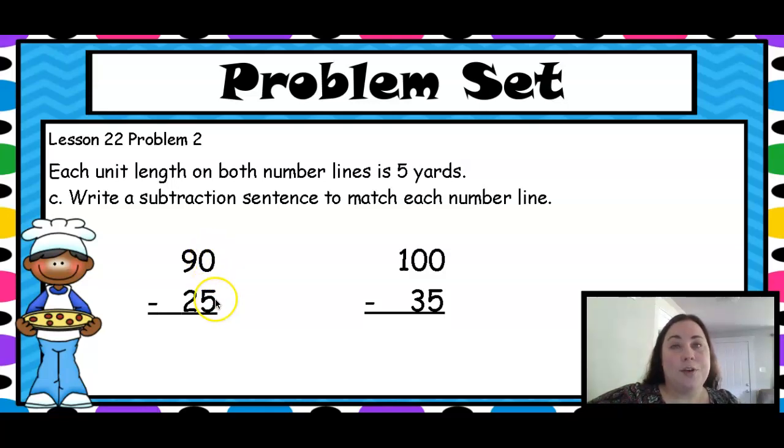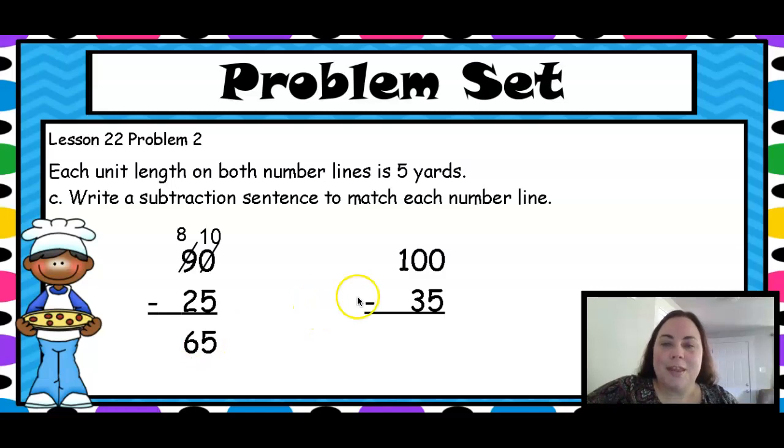Now first, can I have 0 minus 5? No, so I have to go next door and I have to borrow. My 9 becomes an 8, and I take that and I trade it for 10 ones, so my 0 becomes a 10. Very good. Now I can subtract. 10 minus 5 equals 5. 8 minus 2 equals 6. So 65 yards. Was that our answer for A? Sure was.